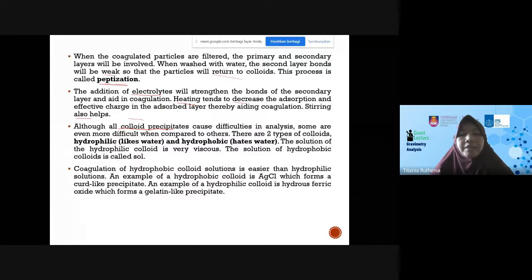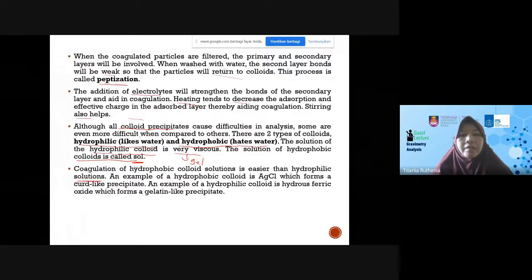So there are two types: the hydrophilic, which is like water, and hydrophobic, which hates water. The solution of hydrophilic, because this loves water, is very viscous. And if it makes coagulation, we call it a gel. And the solution of hydrophobic colloids is called the sol. And the coagulation of hydrophobic colloid solution is easier than the hydrophilic solution.